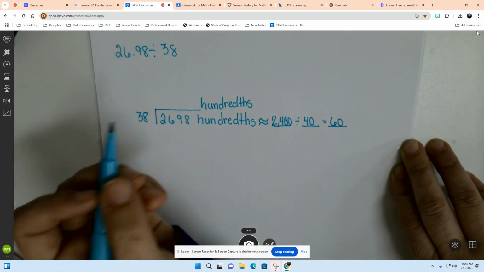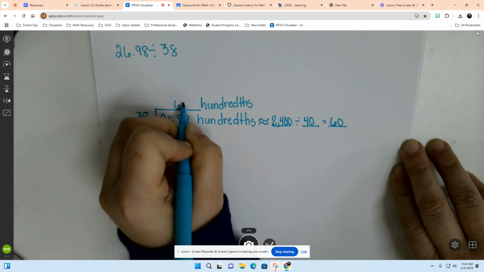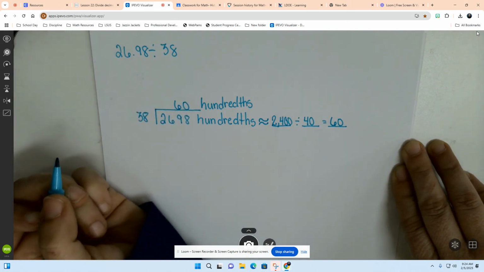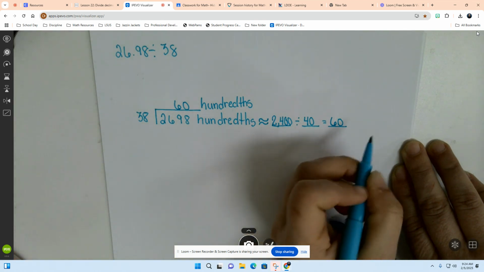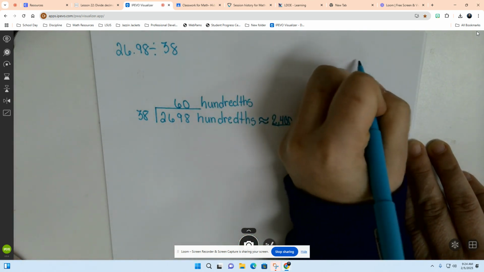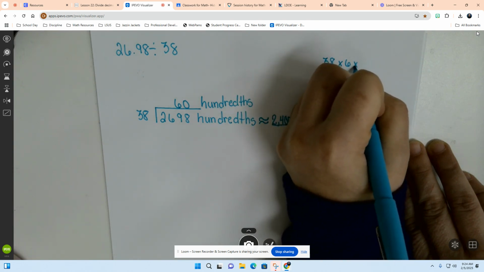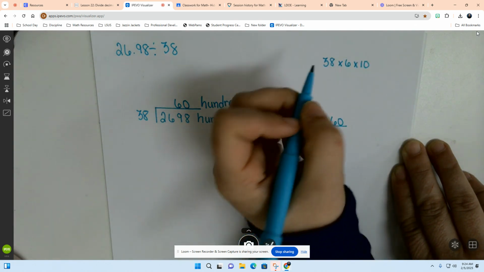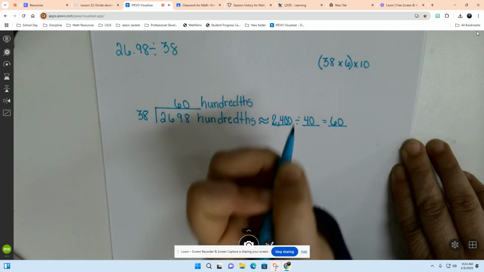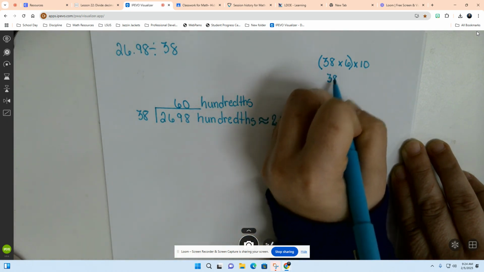All right? So lining up my units, my 6 is going to go in the tens place. My 0 is going to go in the ones place. Now on the side, I need to solve 38 times 60. That can be broken down to show 38 times 6 times 10. So if you want to, you could multiply 38 times 6 first, then multiply it by 10. So what's 38 times 6?